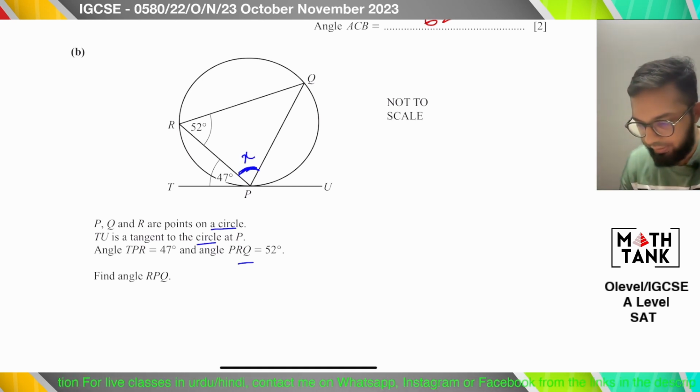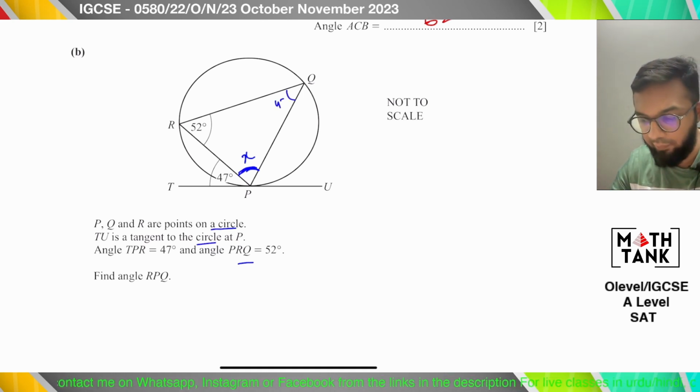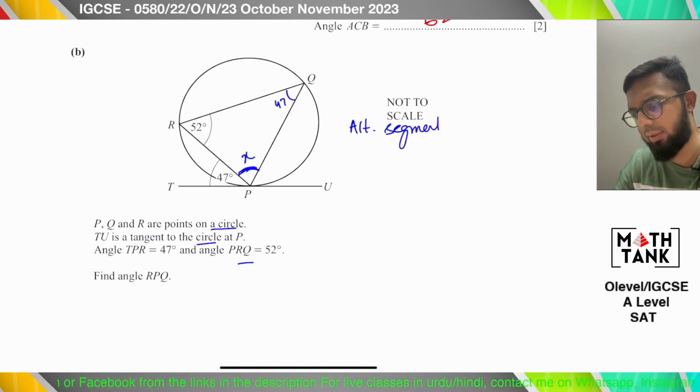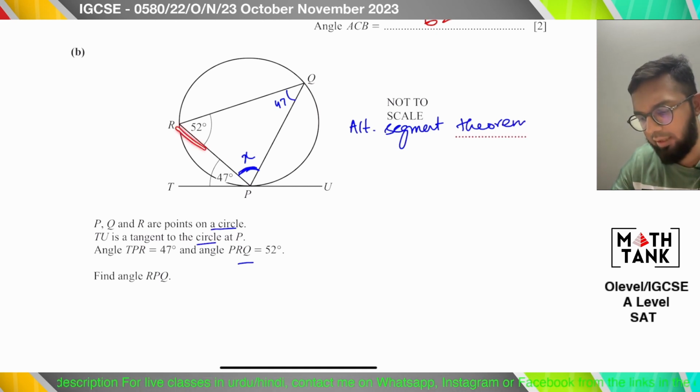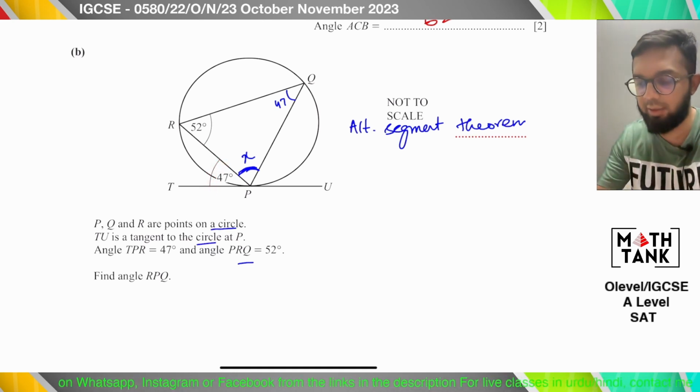Okay, so this is the alternate segment theorem. So in this case, Q will be 47. If you don't remember the alternate segment theorem, revise that. This is basically the idea that if this angle is formed in this segment, in the segment opposite it, using a tangent, you have the same angle there.